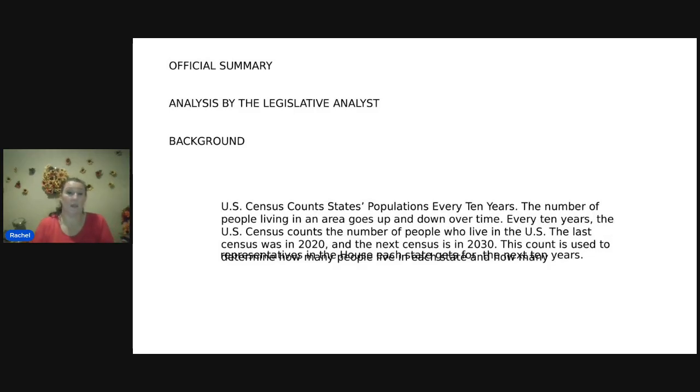So, more background. The U.S. Census counts population every 10 years. So if there's a 0 at the end of the year, they're doing a census. Our last census was in 2020. Our next one will be in 2030. The number of people living in an area goes up and down. So every 10 years, the U.S. Census counts the number of people who live in the U.S., and that will determine how many, or where the lines for that representative will be.